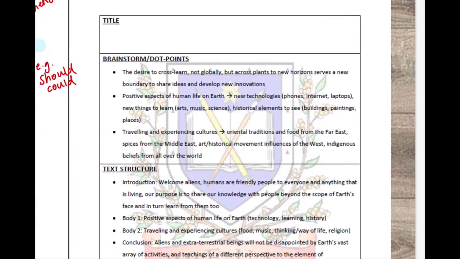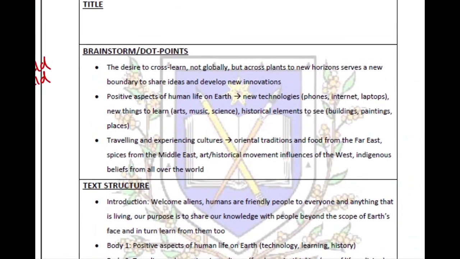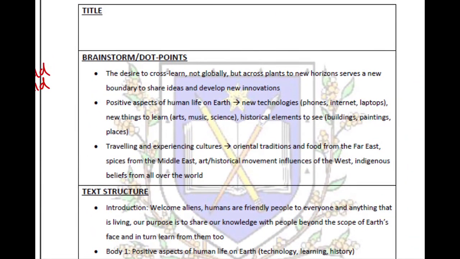Okay, moving on to the next page, we've got our writing planning sheet for test number 1. For this part, you can see that we've got the title, so you need to come up with a title over here. So you write the title. Again, not too colloquial or doesn't suit the format of a letter.